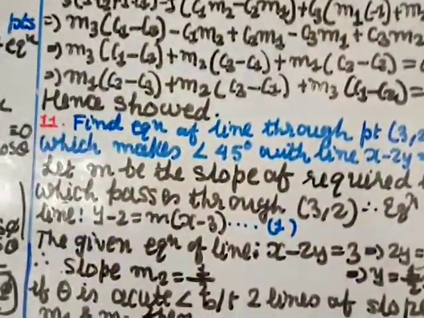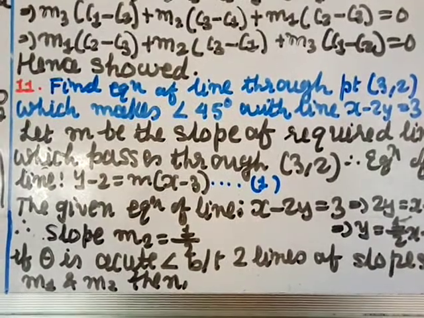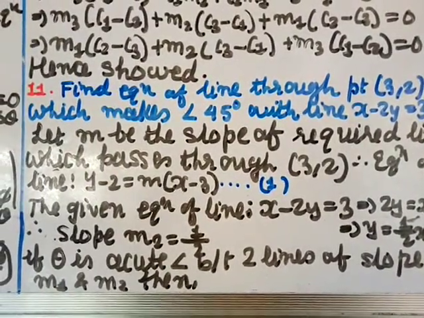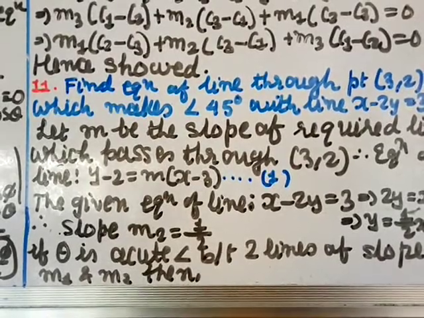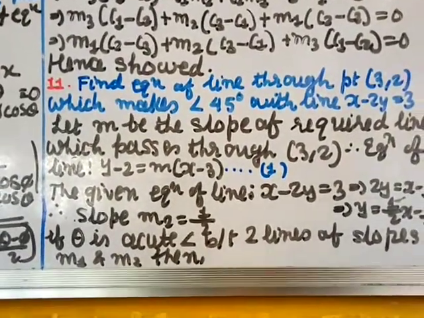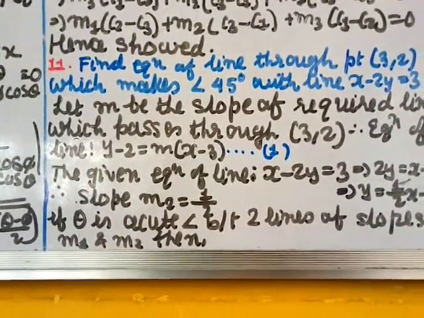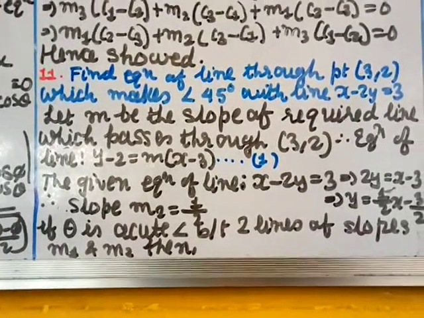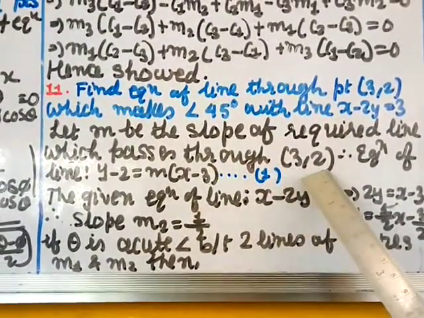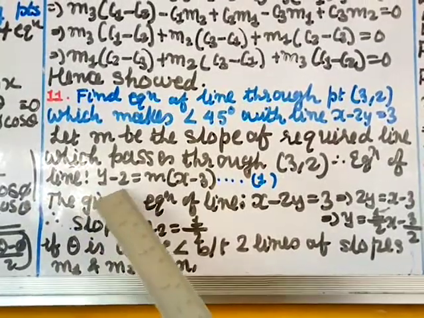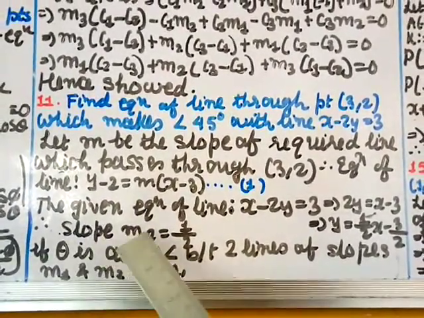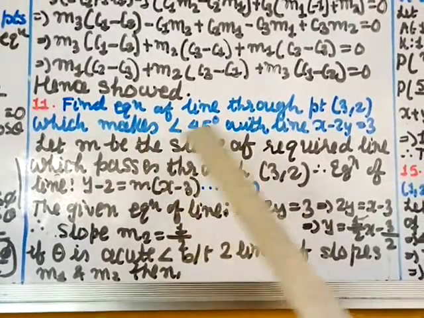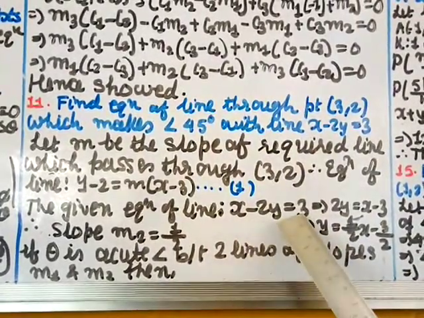Question number 11. Find the equation of the line through point 3, 2 which makes angle 45 with the line x minus 2y equal to 3. Let m be the slope of the required line. Let us assume that m is the slope of the line which passes through the point 3, 2. Therefore, the equation of the line is y minus 2 equal to m into x minus 3, call it equation 1. The given equation of the line is x minus 2y equal to 3.